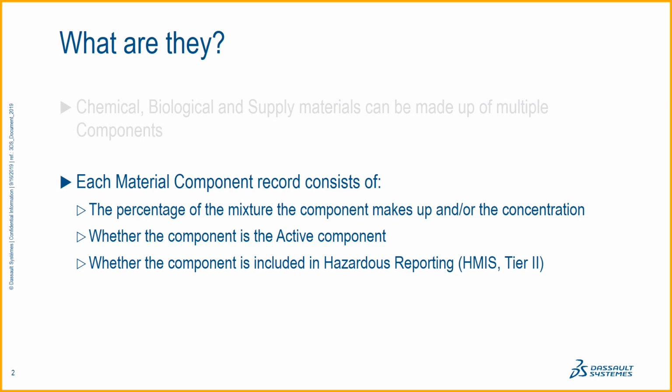We'll get a chance to indicate whether a specific component is the active component of our mixture. So this is useful for reporting. If you indicate a component is the active ingredient, you could then roll that in as a filter or use it in different reports or views to show only the active components that you flagged as being active. And there's also a checkbox we'll see to indicate whether the component should be included in hazardous reporting, such as the out-of-the-box Tier 2 and HMIS fire reports.